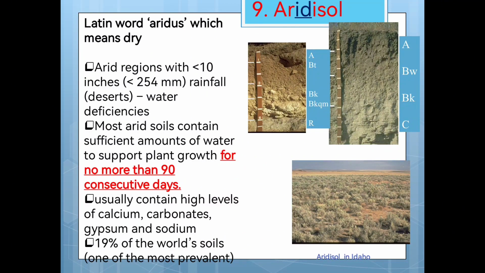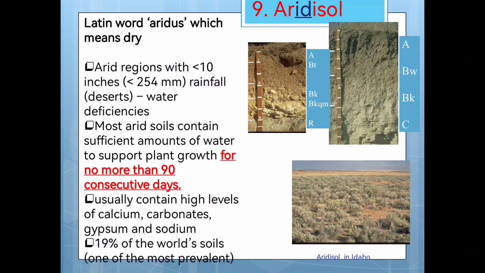So most arid soils contain a sufficient amount of water to support plant growth for no more than 90 consecutive days. So less than 3 months lang kung yung kanyang capacity to supply water to plants. The rest of the year, they are dry. They usually contain high levels of calcium carbonates, gypsum, and sodium. Because of high temperature, most of these materials tend to be pulled up to the surface.